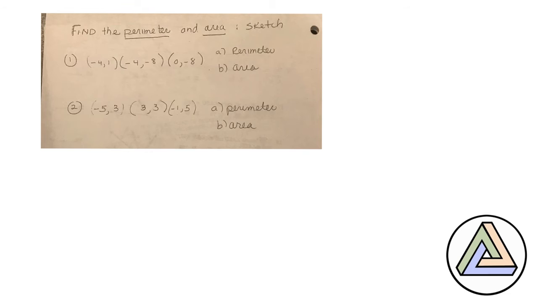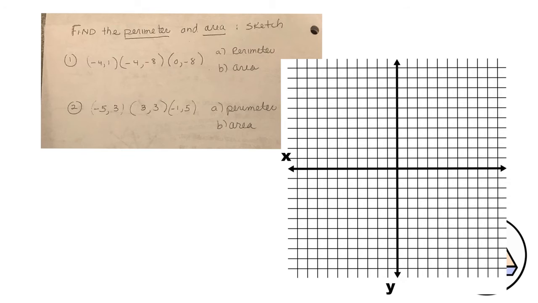Okay, find the perimeter and area. Sketch perimeter and area. Well, since we're going to sketch it, we might as well just kind of plot those points, right? We're going to sketch this thing anyway, so let's take a look. Okay, so we have negative 4, comma 1. That's going to be 1, 2, 3, 4, right there. That's one of them. Negative 4, comma negative 8. So that's going to be down 1, 2, 3, 4, 5, 6, 7, 8. That's going to be right here. And then we have 0, comma negative 8, which is right here.